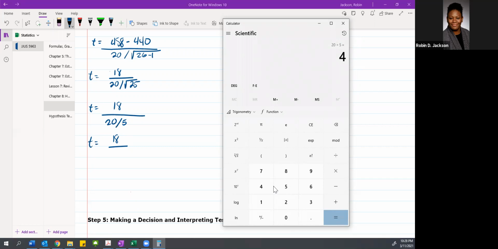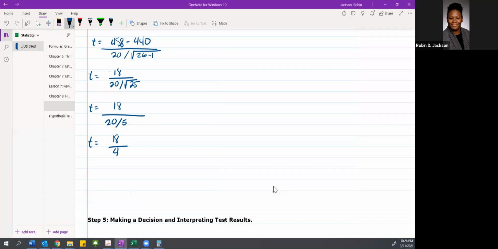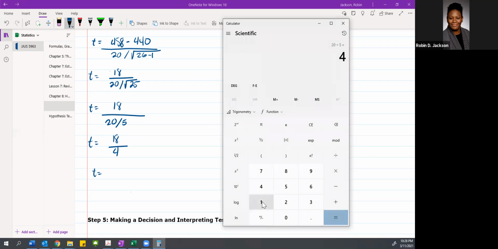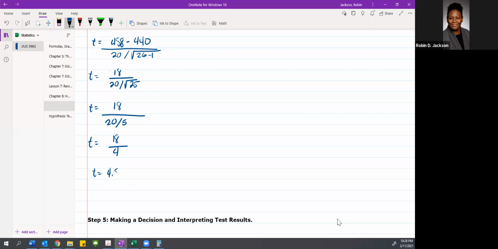So let's see here. 20 divided by 5 is going to be 4. So our T obtained should be, let's go ahead and get this back, 18 divided by 4, which gives us 4.5. Now, because I like to see 2 decimal places, go ahead and put a 0, but our T obtained is equal to 4.5.